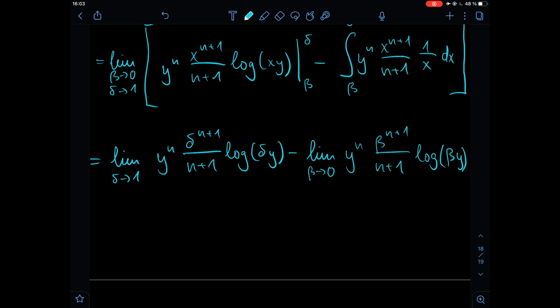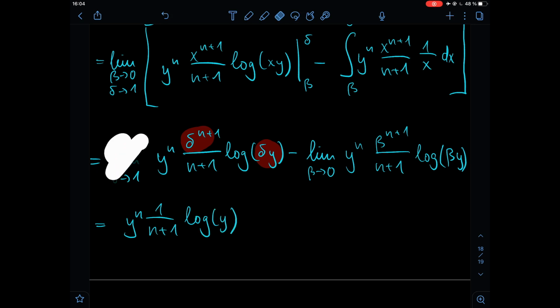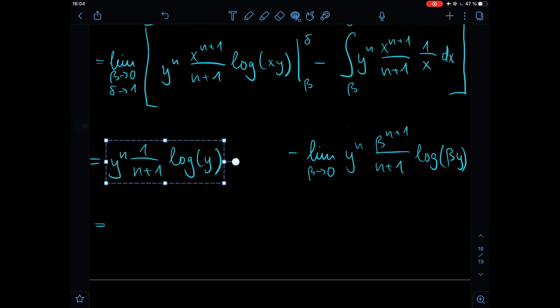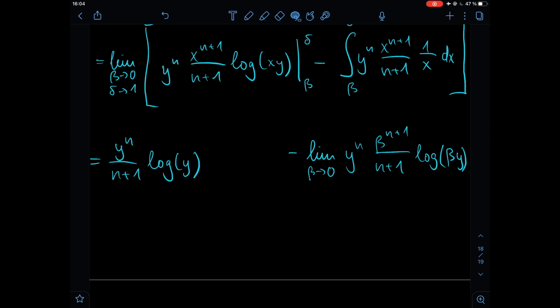This one is quite easy, because if we plug in 1 for delta, then we have 1 here, and we have 1 times y, which is just y, so all we get here is y to the power of n times 1 divided by n plus 1 times the log of y. So we can just delete this whole thing here and put this thing here instead. And we can also write that a bit cleaner with a y to the power of n here in the numerator. So let's shift that so we have some space for the rest.